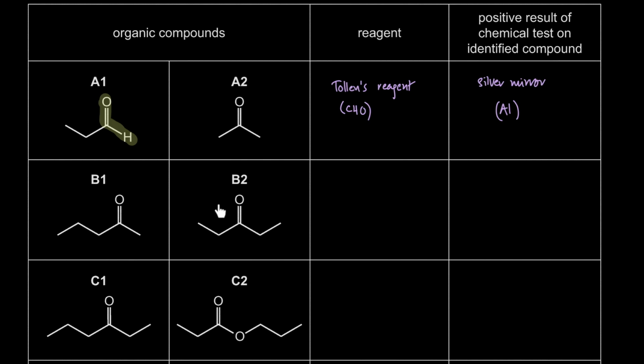Okay, how do we distinguish between B1 and B2? B1 and B2 are 2 different ketones. We have pentan-2-one and pentan-3-one. If you notice here, B1 is a methyl ketone. In a methyl ketone, we have a CH3CO group, right? It's a ketone in which the carbonyl carbon is directly bonded to a methyl group.